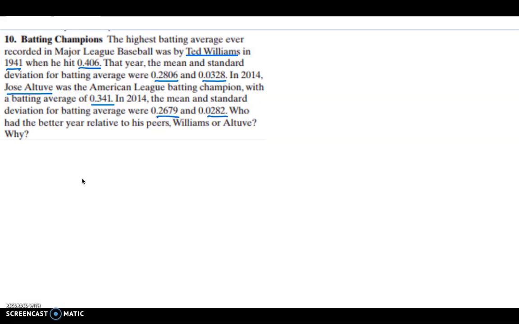So what we're going to do is, again, different years, different players, and so we have different data sets, so we need to get them on a level playing field. So we're going to find the z-score. The z-score for Ted Williams: his batting average was 0.406 minus the mean that year, which is 0.2806, and then divide that by the standard deviation 0.038, and we get that Ted Williams had a z-score of 3.82, which is 3.82 standard deviations above the mean, which is very significant.